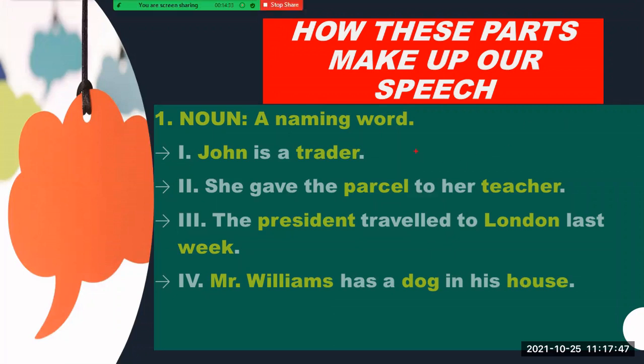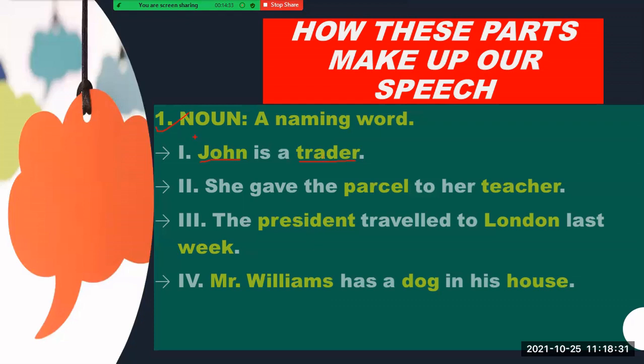Now, the first one is the noun. So let's look at the noun. A noun is a naming word, as earlier said. So here in the first example, we want to look at how a noun as a part of speech contributes to making up our speech. If we say John is a trader, we have two nouns here. John is the name of a person, and trader is also the name of a person. The difference between John and trader is that John is a proper noun, while trader is a common noun.